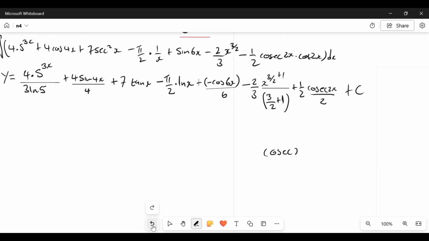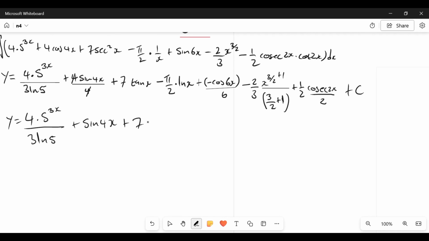So guys, this is how you do integration of a polynomial, but we're not done because we need to simplify. So let's simplify it further. As for the first term, y is equal to 4 multiplied by 5 to the power of 3x divided by 3 ln 5. There we go. And then the second term, we have this 4 divided by 4, and then we are only left with sine 4x. There we go. Third term, nothing you can do there.